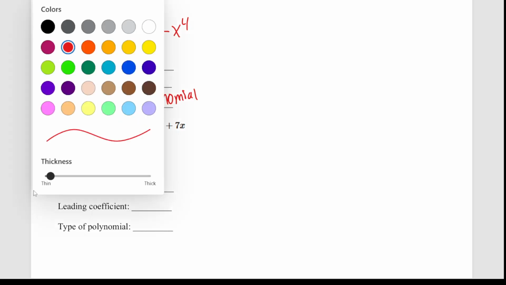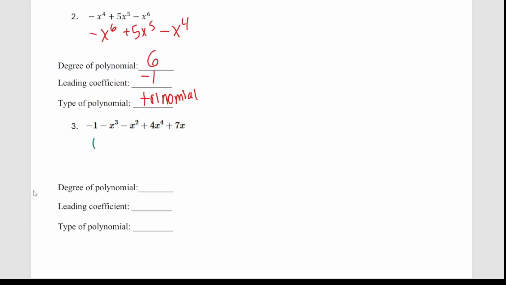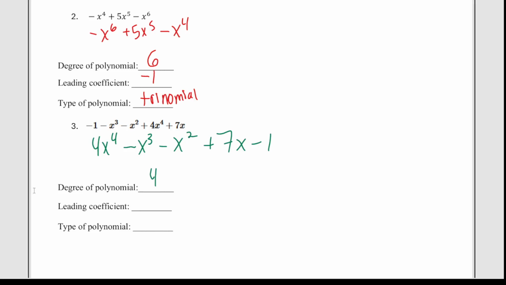For this last one, we can do a similar sort of thing. So we want to rearrange it where it's first 4x to the 4th, then minus x cubed, then minus x squared, then plus 7x, then minus 1. If there were any like terms to combine, I would want to combine those as well. There are no like terms to combine, so I'm good. So the degree of this polynomial would be 4 because the highest exponent is 4. The leading coefficient also happens to be 4. And it would just be considered a polynomial. There would be no special name for it.